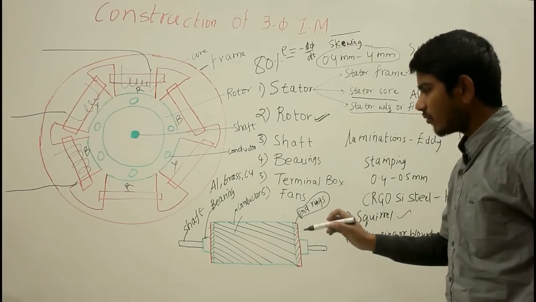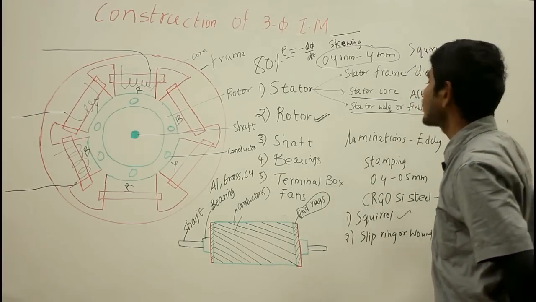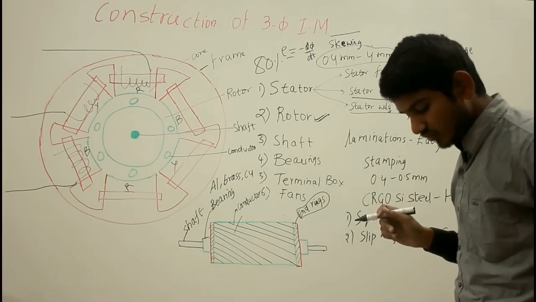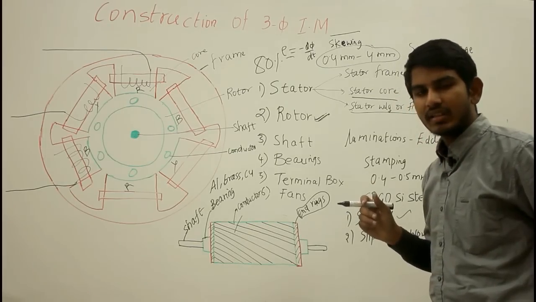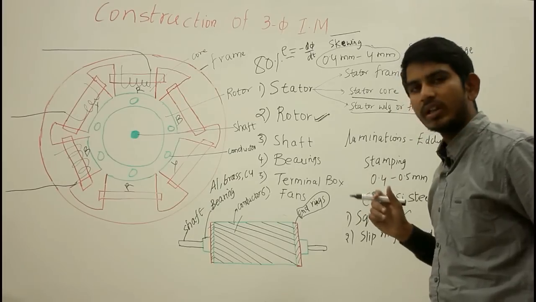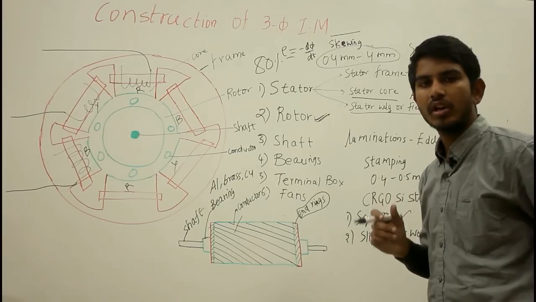So these type of motors, or you can say squirrel cage type of induction motor, can be widely used in industries where maintenance is not required so much, and generally these type of motors are employed in lathe machines, printing machines, fans, blowers, etc.